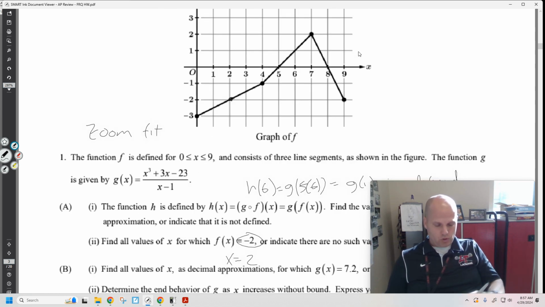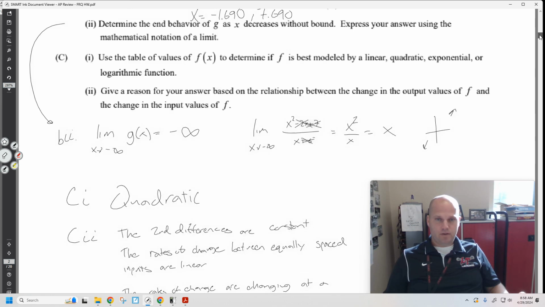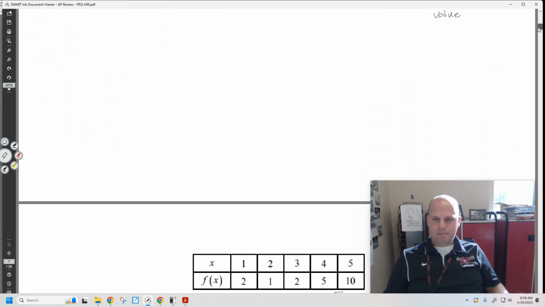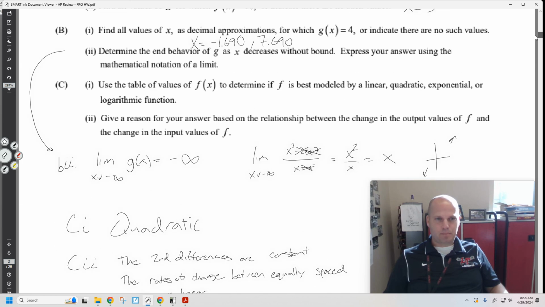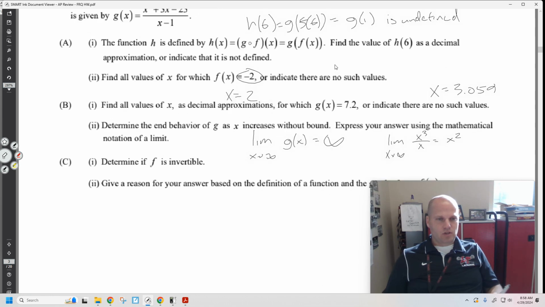Is f invertible? This is another no. The output values are not produced by a unique input value. The output value is not mapped by a unique input value. That's what they're looking for with invertibility. You have multiple zeros, you've got multiple, so the answer is no.